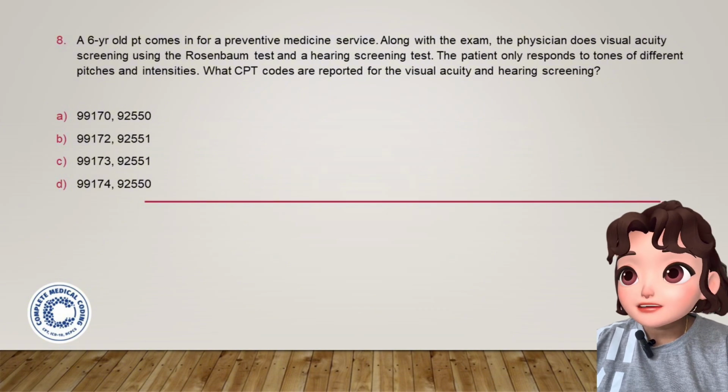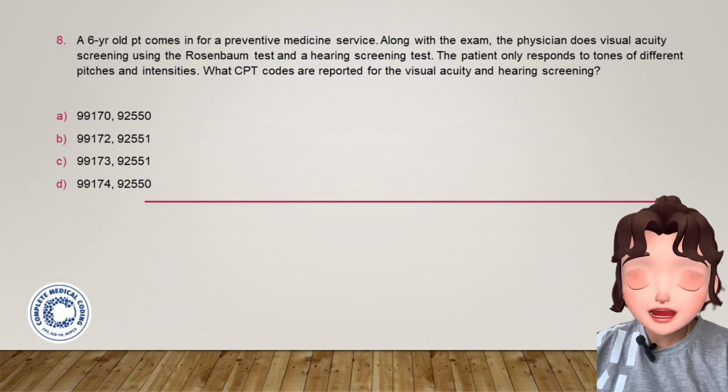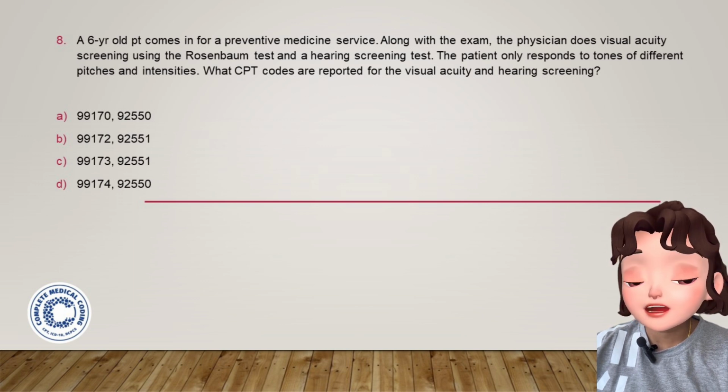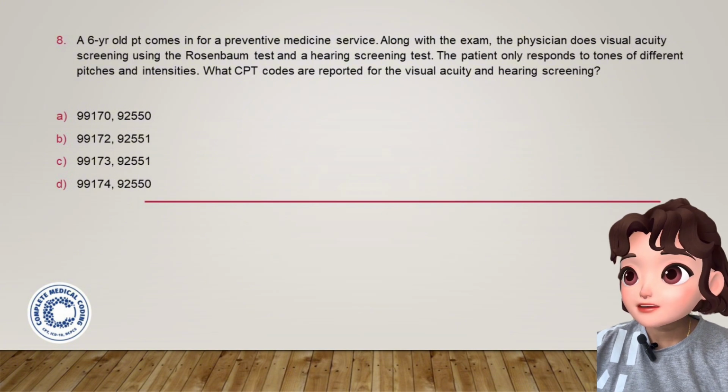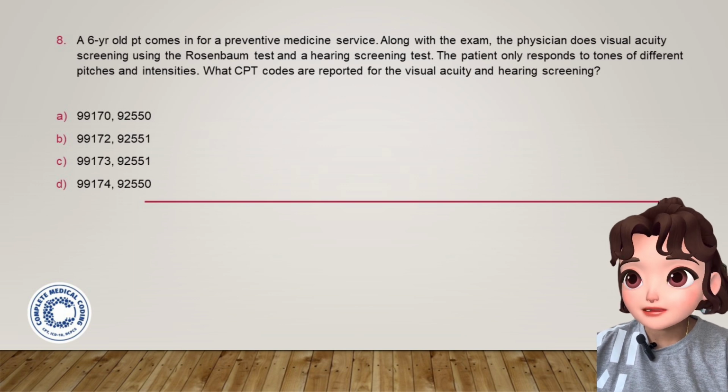Now 8th question. A 6-year-old patient comes in for a preventive medicine service. Along with the exam, the physician does visual acuity screening using the Rosenbaum test and a hearing screening test. The patient only responds to tones of different pitches and intensities. What CPT codes are reported for the visual acuity and hearing screening? So here we have to code two codes. One is visual acuity and the other one is the hearing screening test.